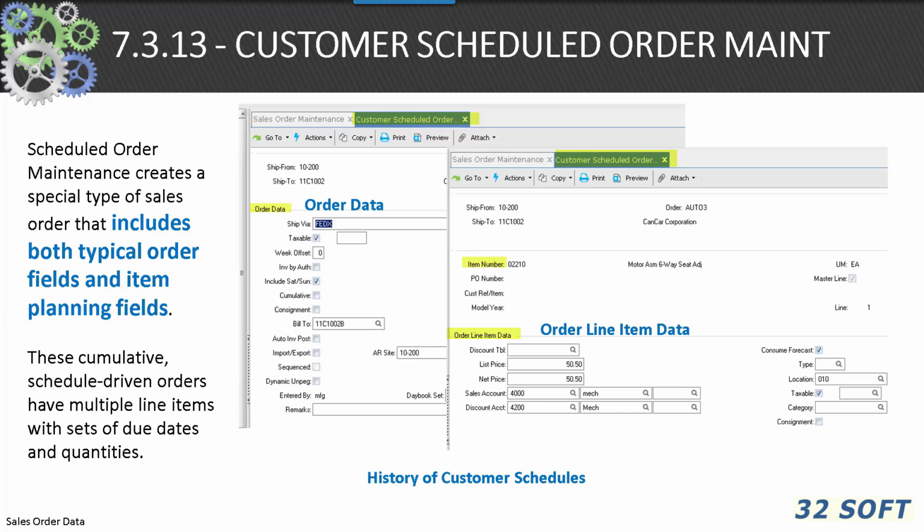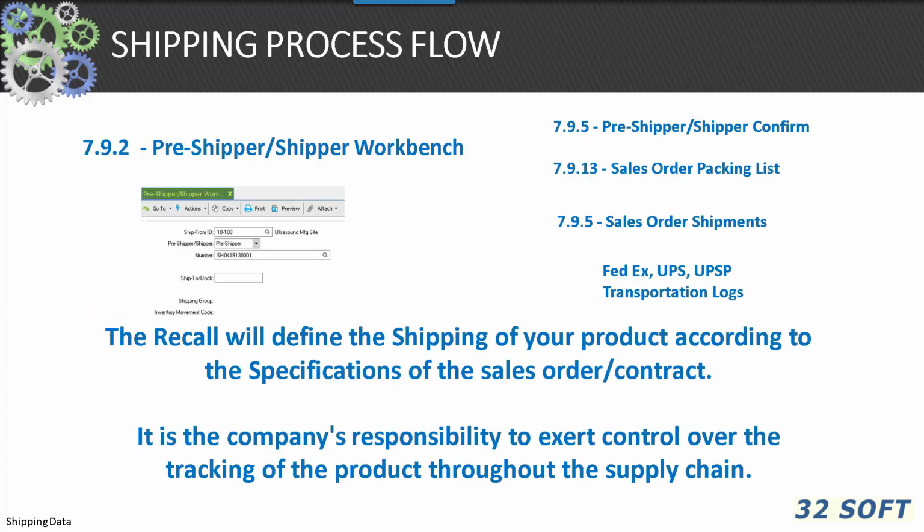Scheduled orders, 7.13.3, create a special type of sales order that includes both typical order fields plus item planning fields. Both sales orders and customer scheduled requirements can represent the relationship in a recall environment. The shipping of your product in a recall will be defined in accordance with the specification of the sales order of the contract.